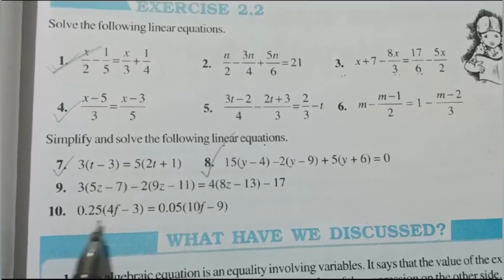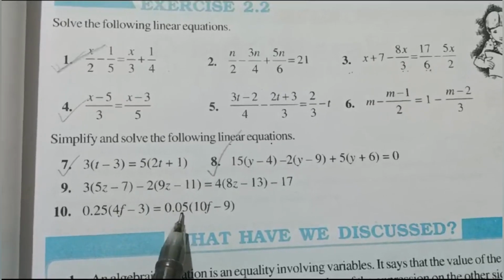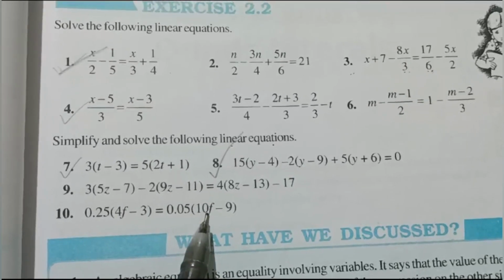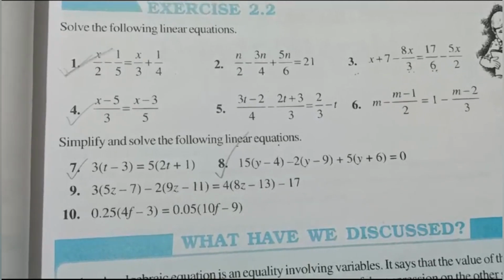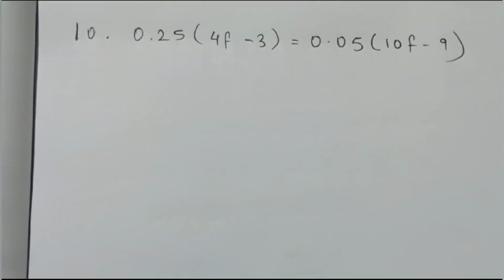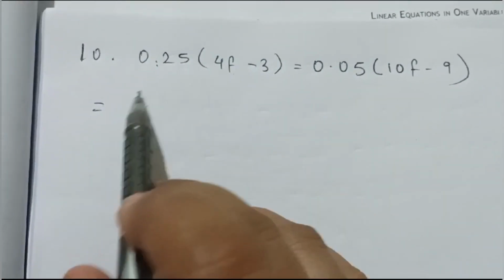Let us do question number 10. 0.25 whole bracket 4f minus 3 is equal to 0.05 and whole bracket 10f minus 9. Okay, then we're going to do this one. I have written here. Okay, now this one will multiply.